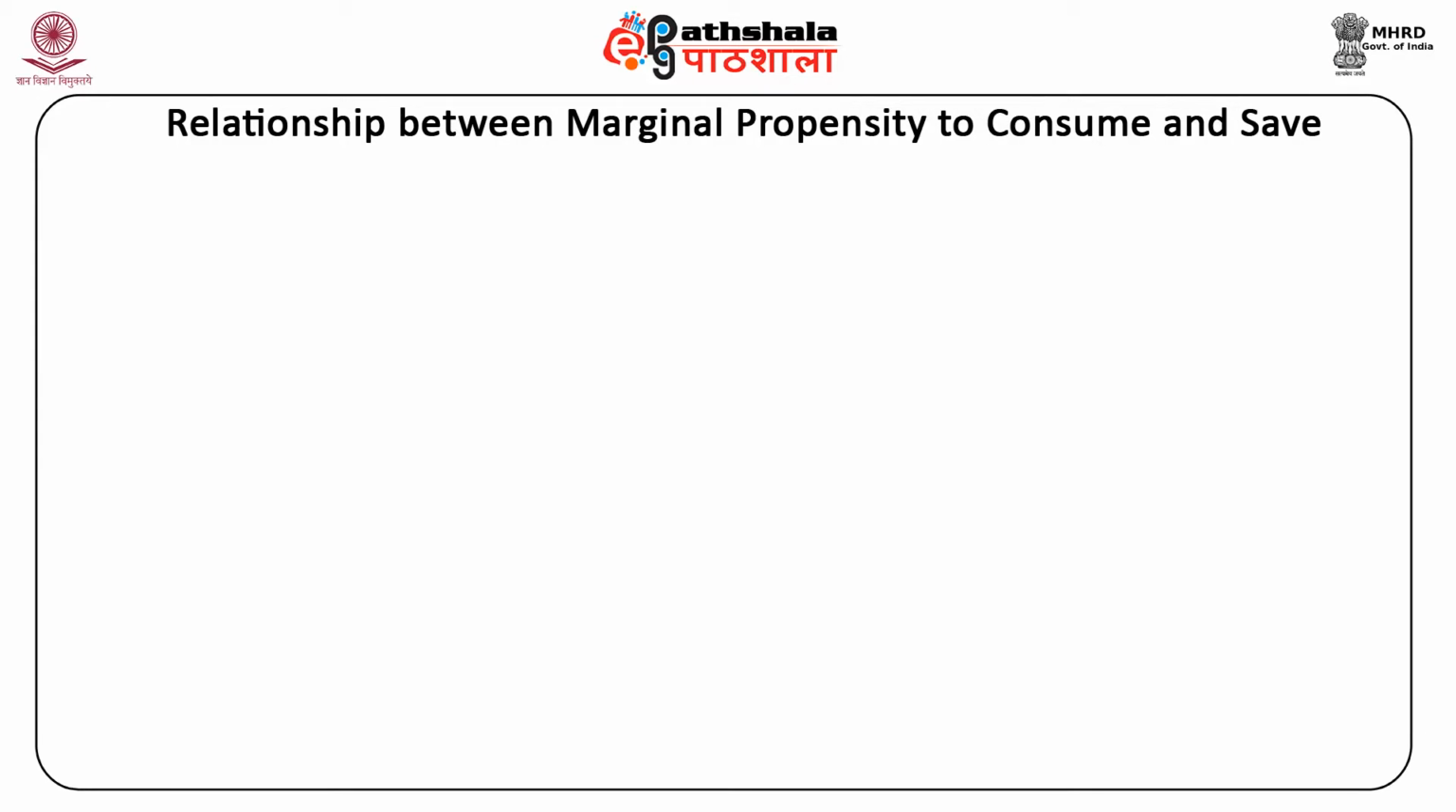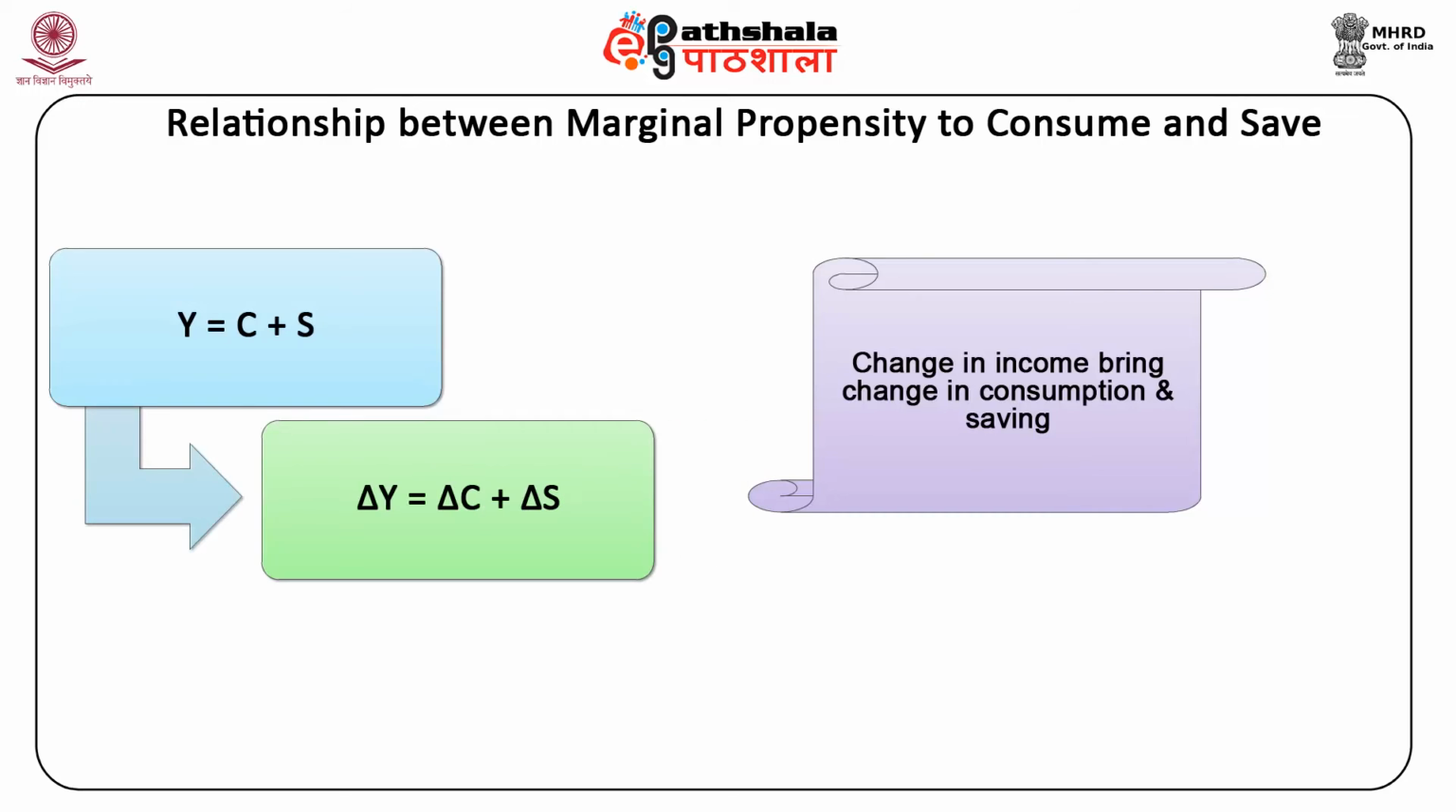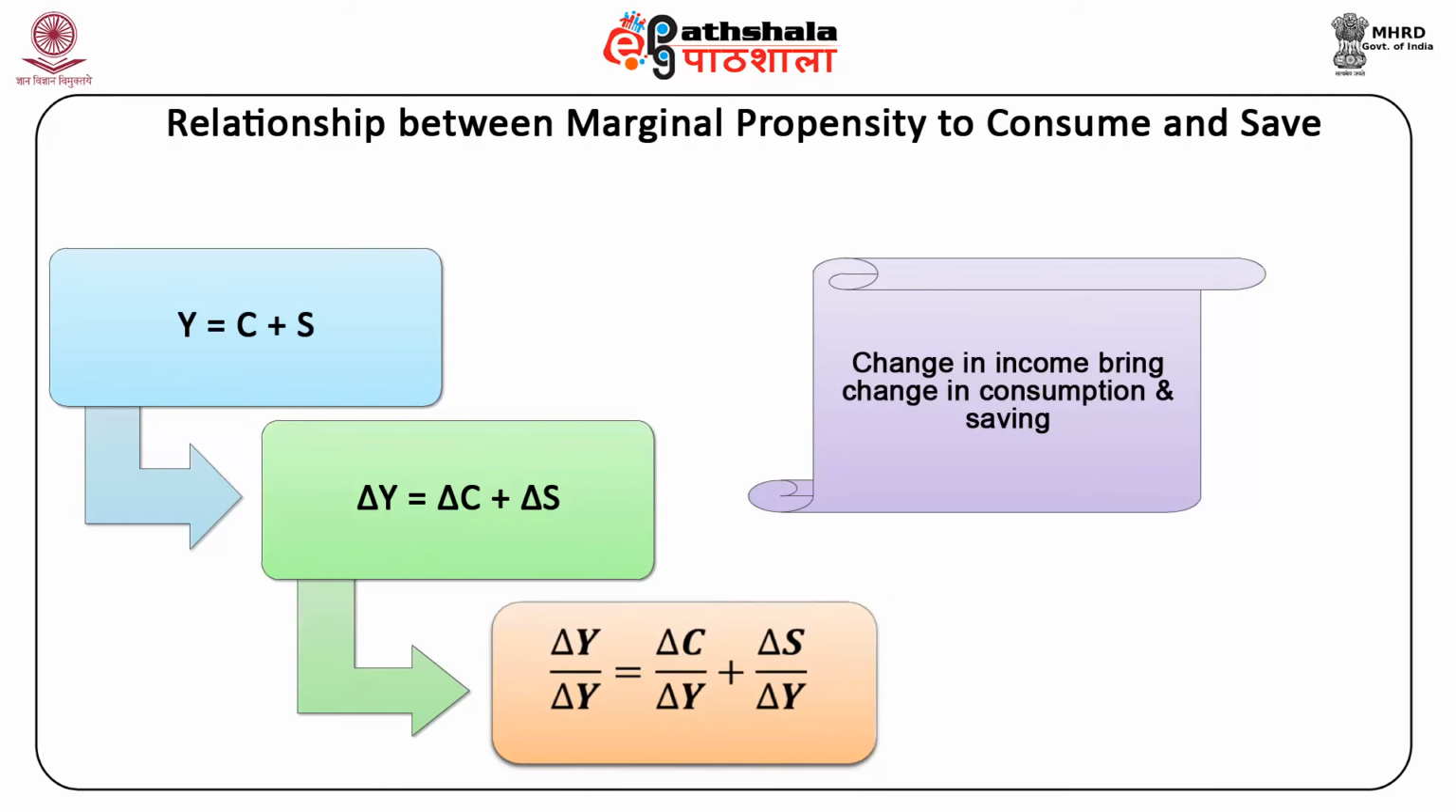Similarly, one can derive the relationship between marginal propensity to consume and save. Given Y = C + S, a change in income would bring a change in consumption and saving, implying ΔY = ΔC + ΔS. Similarly, dividing both sides by ΔY, we derive ΔY/ΔY = ΔC/ΔY + ΔS/ΔY. It gives 1 = MPC + MPS, or MPS = 1 - MPC.